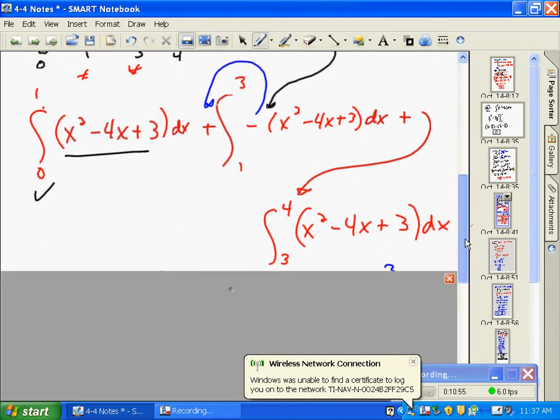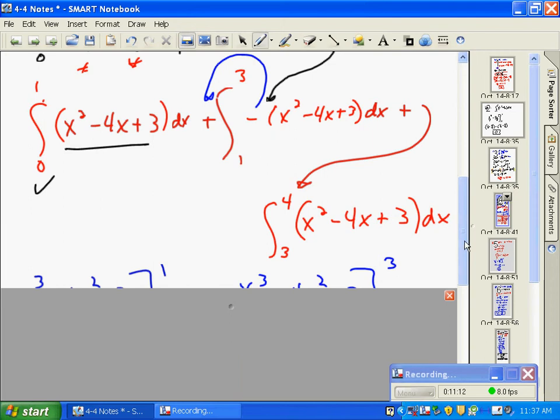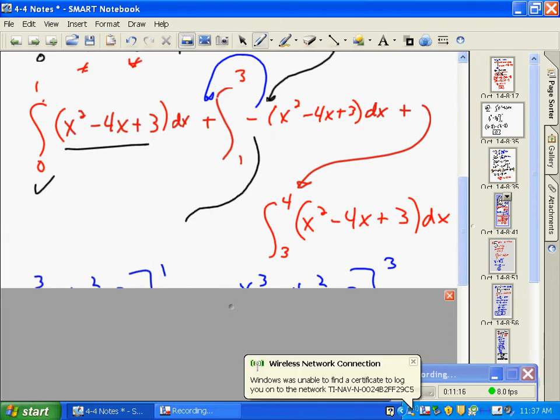I'll explain this better if you still have questions on it when I get back. And then from 3 to 4 it's positive, so it stays as is. So to summarize, when you have absolute values, you're going to have to figure out when that curve is underneath the x-axis. When it's underneath the x-axis, meaning when the integrand is negative, you're going to have to make sure you take the opposite right there. And again, that's all dealing with the absolute value.